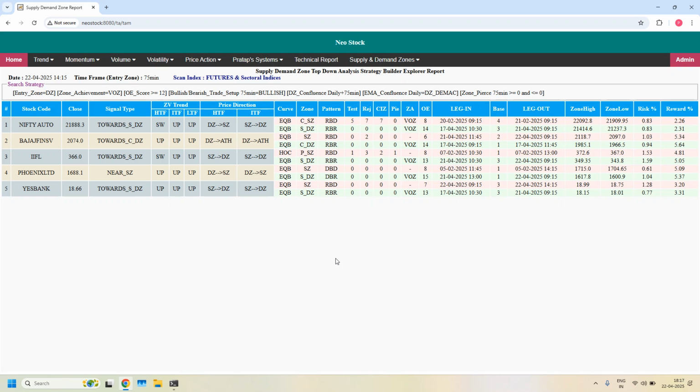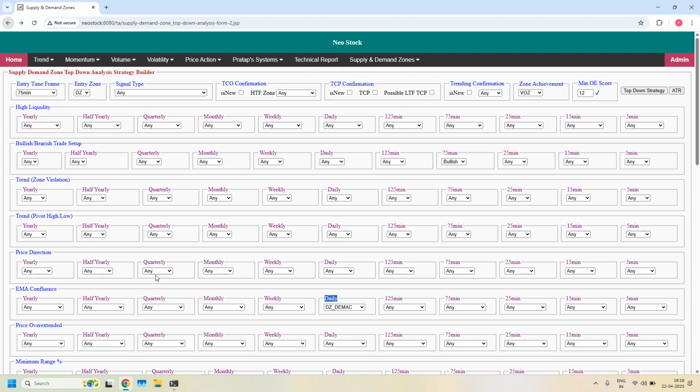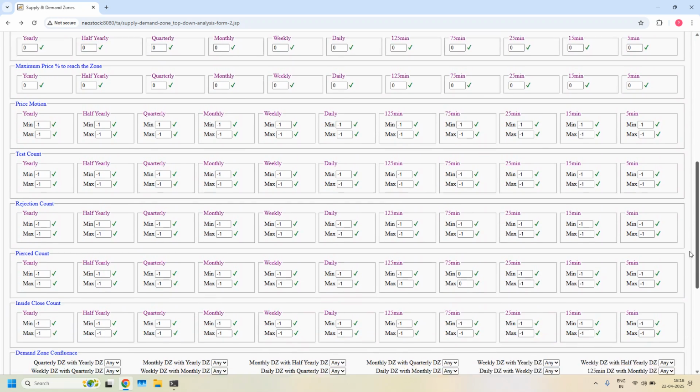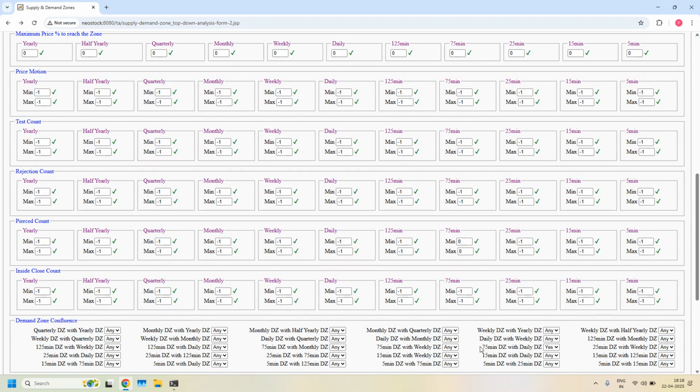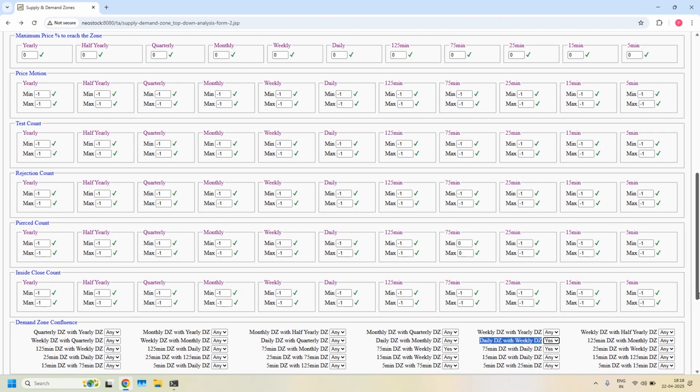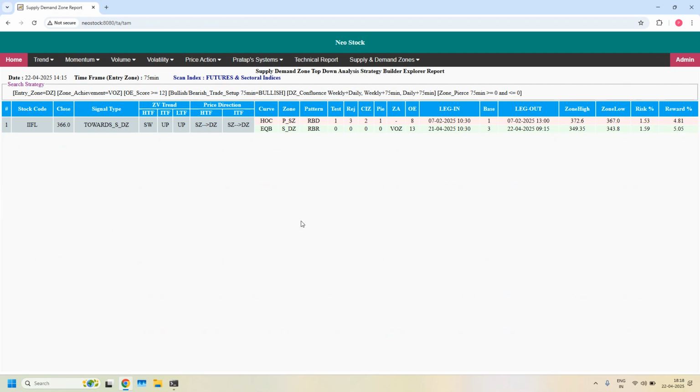Okay, but this is LTF, ITF and ITF EMA confluence specific. Next we should look into even HTF confluence. So I am removing EMA filter. In the demand zone Confluence, 3 filters we have to set. First filter is already enabled, 75 with daily. Next 75 with weekly demand zone Confluence. Daily demand zone with weekly demand zone Confluence. With all the 3 filters, we got only one stock.